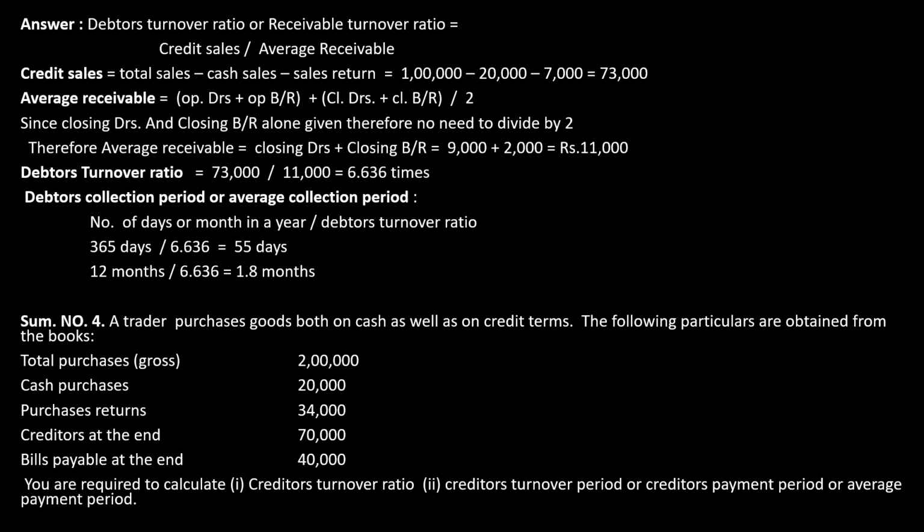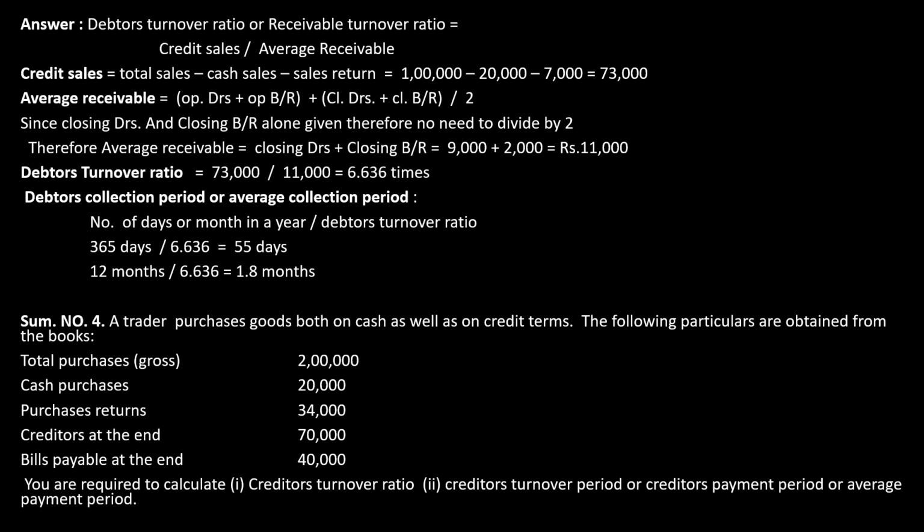I know already my credit sales. So 73,000 by average receivable 11,000 will give me 6.636 times, not in months or days. Okay. Now I want to find debtors turnover period, that is average collection period. In other words, debtors velocity also we can say. What's the formula for that? Number of days or months in a year divided by debtors turnover ratio.